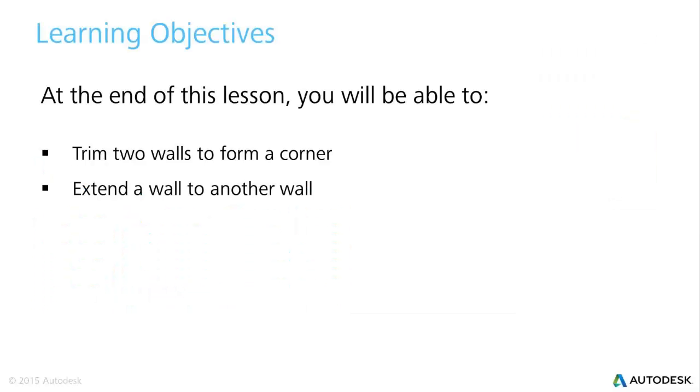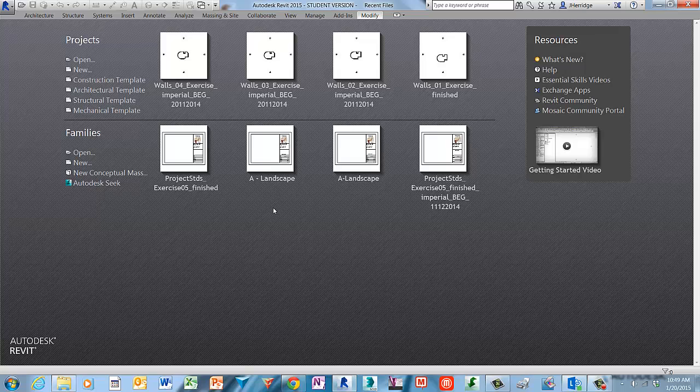Let's look at the learning objectives for video 5. In this lesson, you will be able to trim two walls to form a corner, extend a wall to another wall boundary. So these are common techniques that we use to iterate on a floor plan development. With that, let's begin. Let's begin the exercise by opening up an existing exercise file.